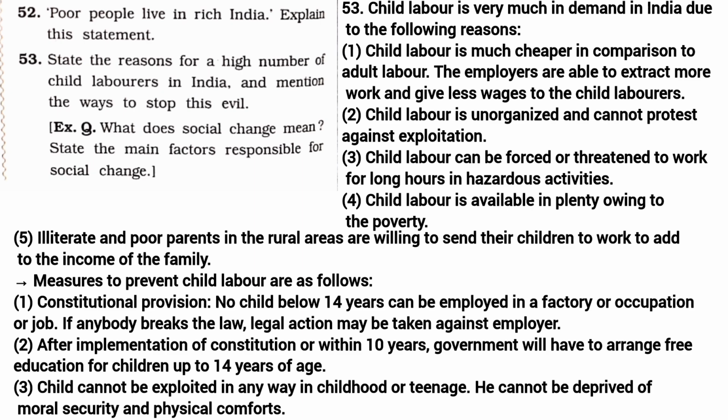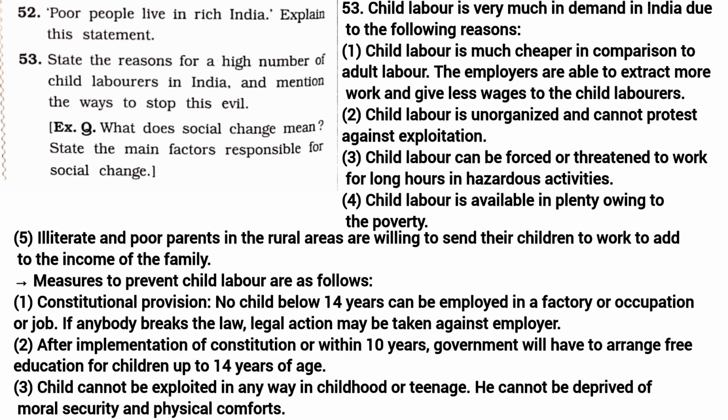Number 4. Child labor is available in plenty owing to the poverty. Number 5. Illiterate and poor parents in the rural areas are willing to send their children to work to add to the income of the family. Measures to prevent child labor are as follows. Number 1. Constitutional provision. No child below 14 years can be employed in a factory or occupation or job. If anybody breaks the law, legal action may be taken against the employer.